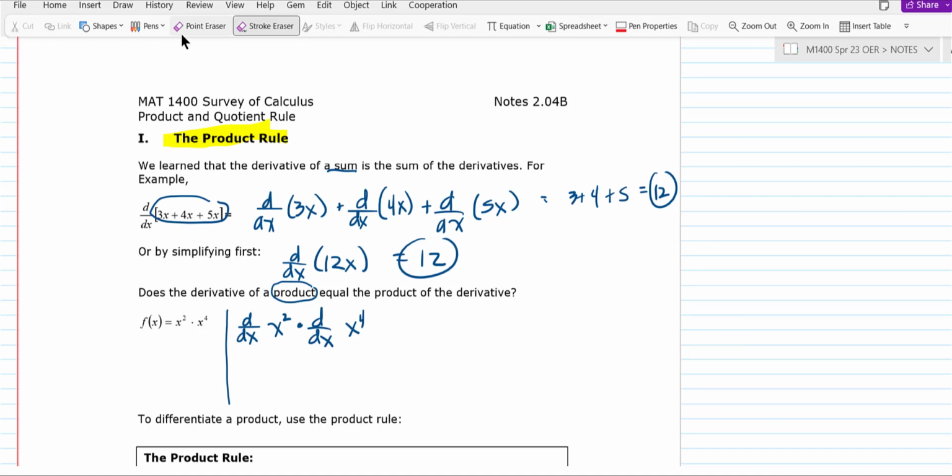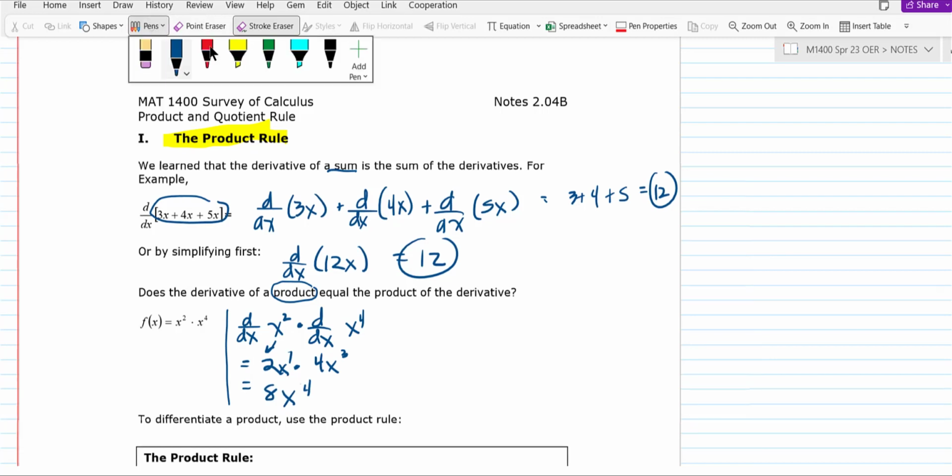Tell me what the derivative of x squared is. 2x. How about x to the 4th? 4x cubed. So if you multiply 2x times 4x cubed, what do you get? 8x to the 4th power, right? And remember, if you're multiplying variables, you're really adding those exponents. So it looks like we get 8x to the 4th. Maybe that's the right answer, maybe it isn't.